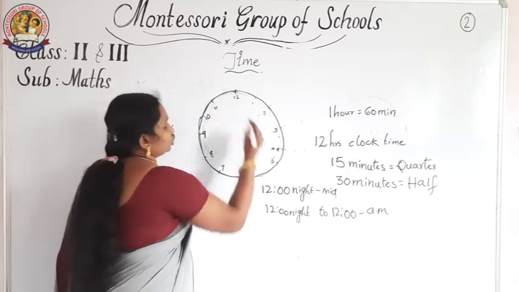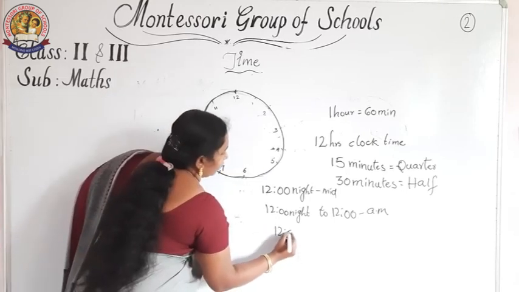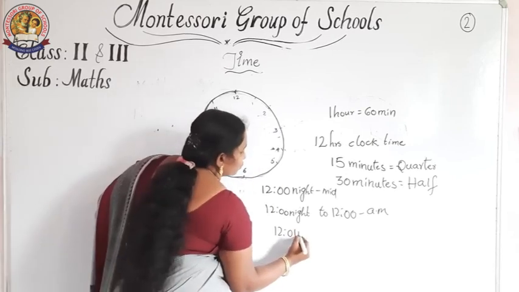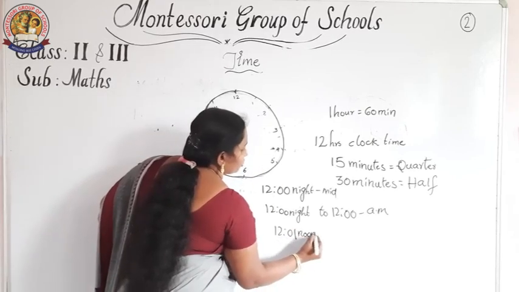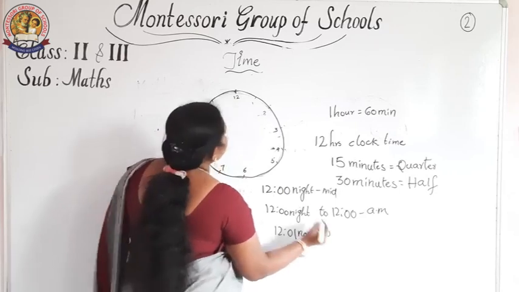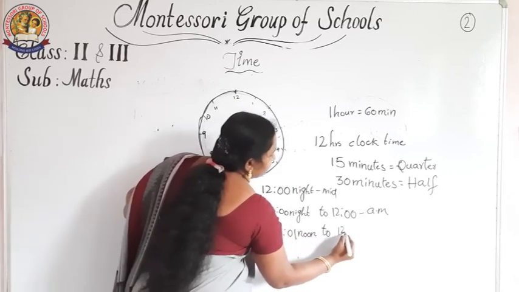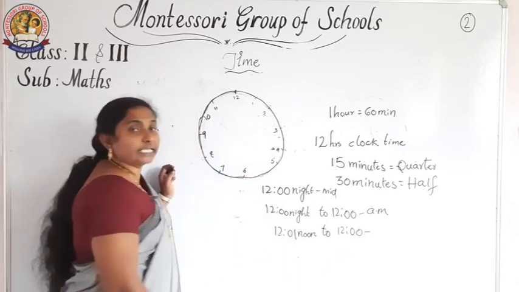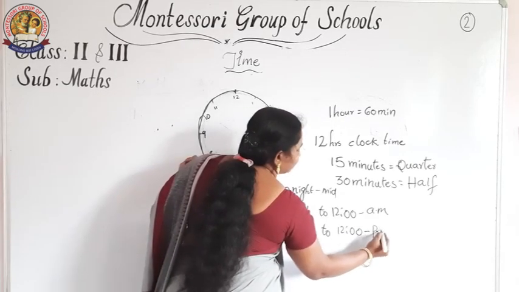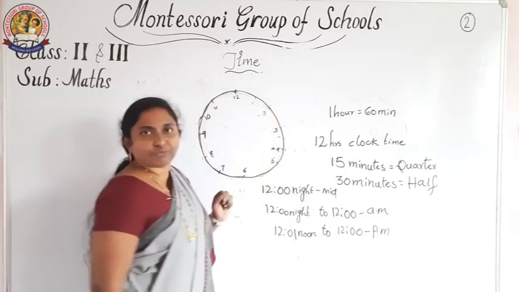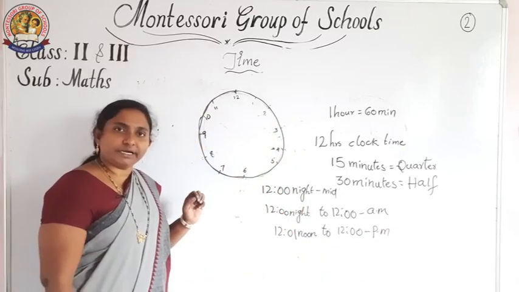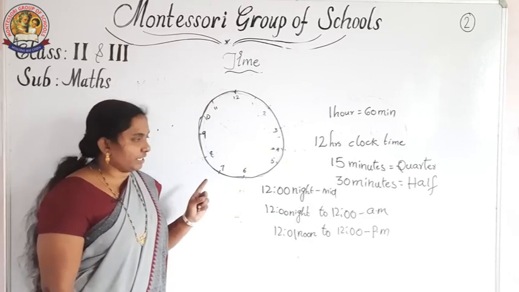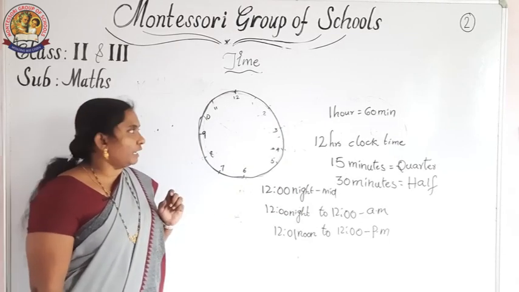And next, 12:01. This is 12 o'clock noon. Noon means afternoon. Afternoon to night 12 o'clock, this is considered as PM. What is AM? What is PM? AM means ante meridian. PM means post meridian.